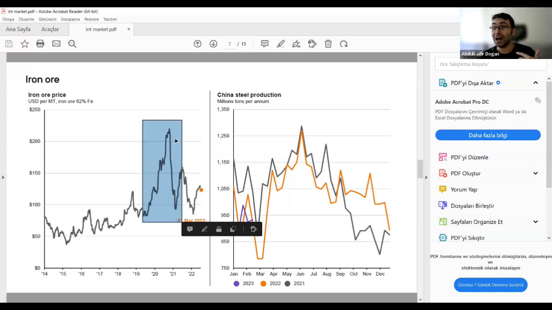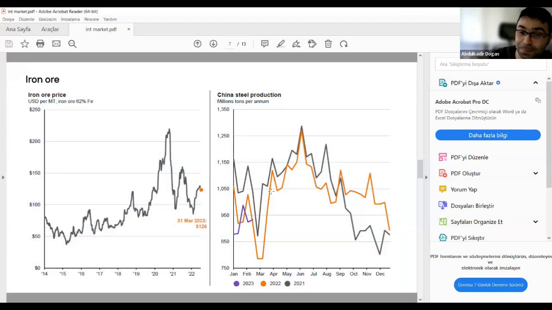You are not getting iron ore at the same prices, it is increasing. So building a house is costly for you, and you should increase your sale price as well. And this is inflation, as you know. So if the commodity market in the international market is increasing, you should know that this has an inflationary effect. The same here as well.